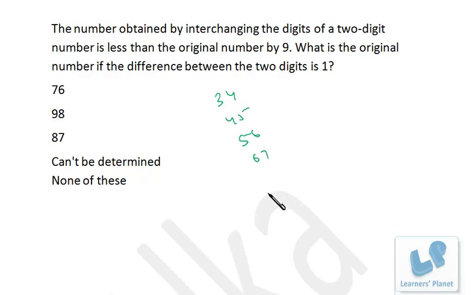So the number is not fixed unless you are given the sum of the digits, right? So in this case, that's not given, so you cannot determine that. You can take these examples 76, 98, 87. If you reverse the digits of the numbers, the difference between the original and the new one will always be 9, right? So I hope you are clear.